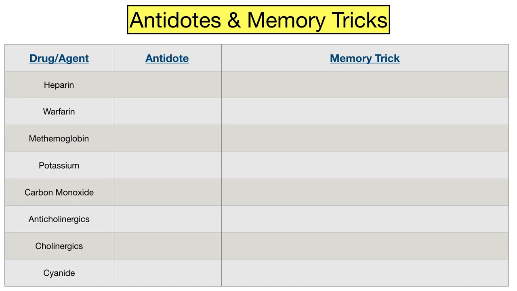Let's move on to the next group of antidotes. First we have heparin, which is a blood thinner. Hit pause in the video and try to guess the antidote for heparin. It's protamine sulfate. The trick to remember this is to think of protamine and proton. The symbol for a proton is H, which will help you remember heparin.